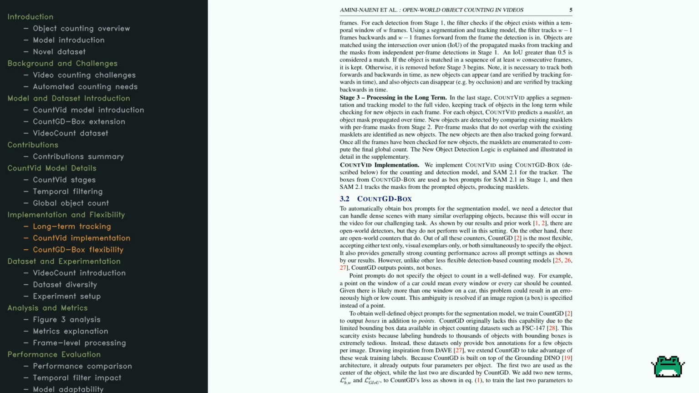In a nutshell, COUNTVID, supported by COUNTGD, offers a robust framework for tackling complex video counting tasks. It combines flexibility and precision, adapting to various input types, and ensuring even crowded scenes are handled with ease. This makes it a powerful tool for real-world applications where accurate counting is critical.